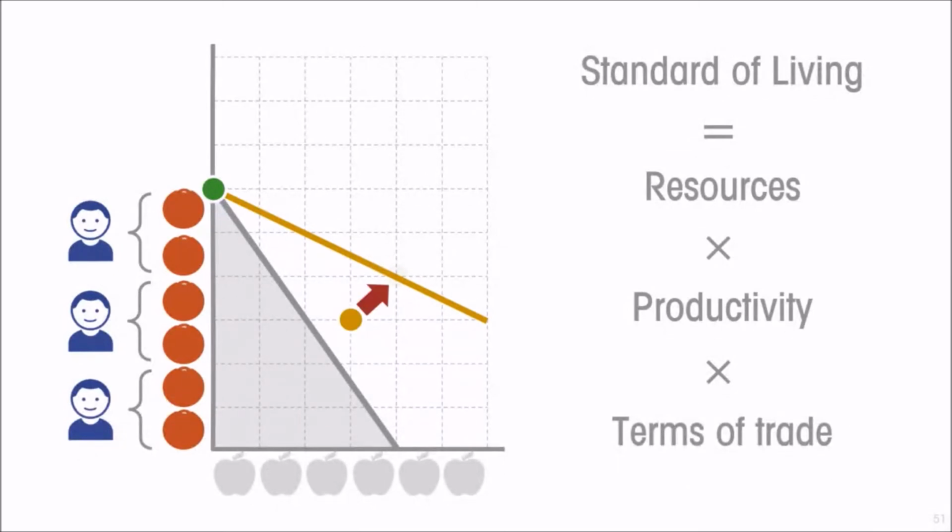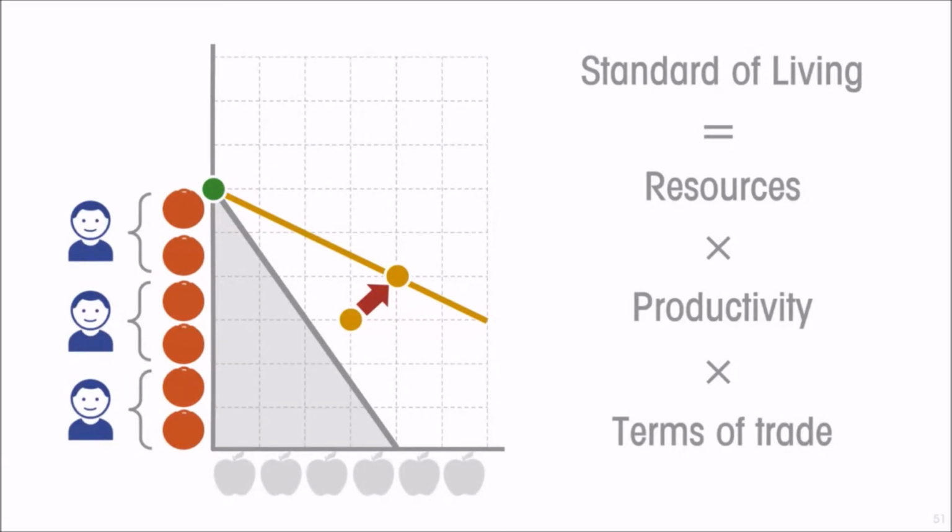then perhaps an apple could cost us only half an orange. In which case, giving up an orange gets us 2 apples instead of 1. An improvement in the terms of trade allows us to have the same amount of resources, the same productivity, but end up with more.